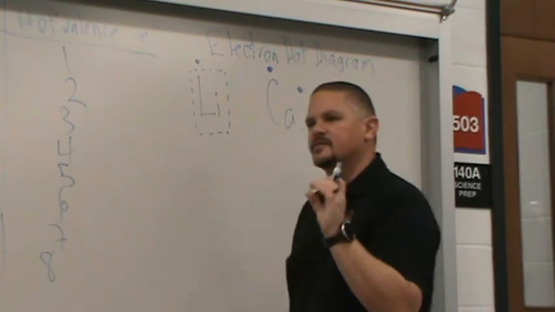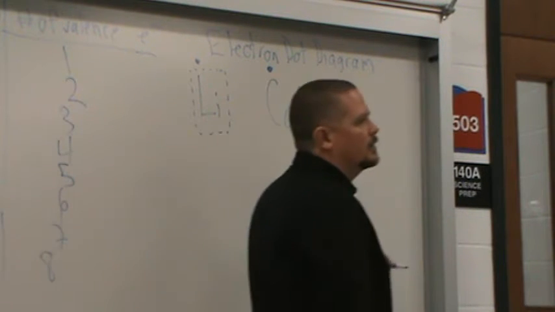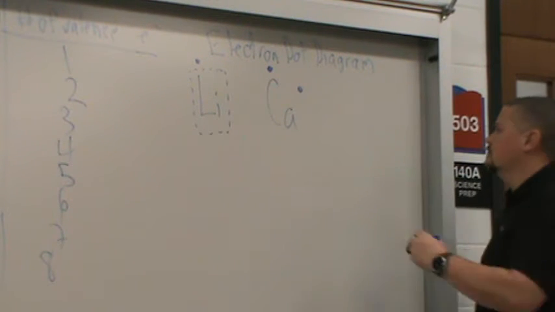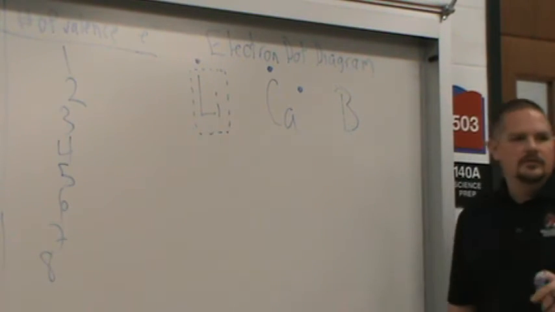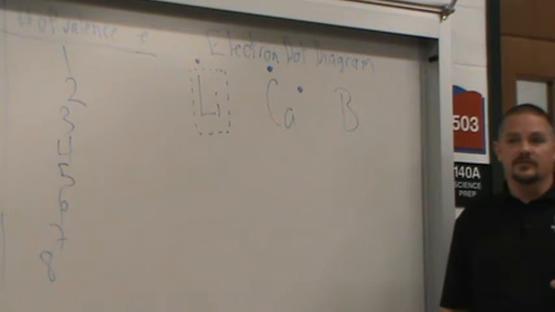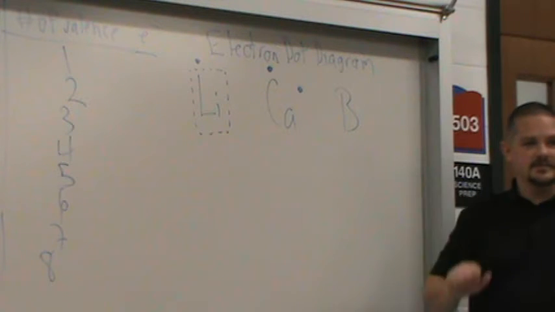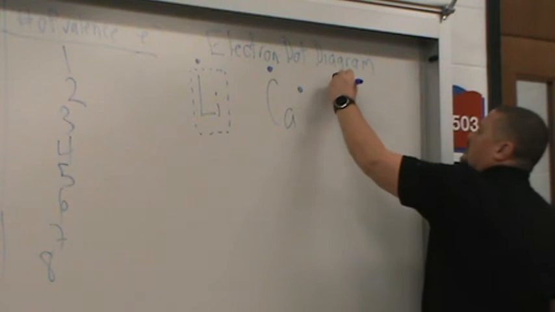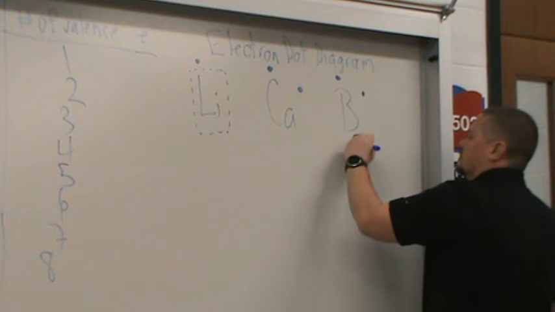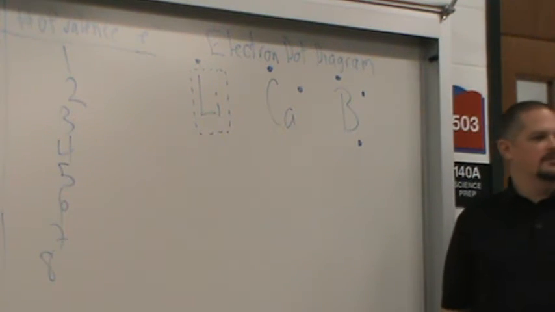Now, why didn't I put them both together? Well, when we're doing the electron dot diagram, we have to have at least 1 dot on each side of the symbol before we can have 2 dots on one side. And if we go to group 3, do boron, so since it's in group 3, it's going to have 3 dots. 1, 2, 3.